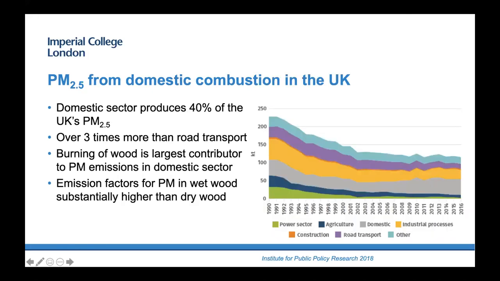In the UK, we now believe that the domestic sector produces up to 40% of the UK's PM2.5. That's over 3 times more than road transport. And burning of wood is now the largest contributor to PM emissions in the domestic sector.